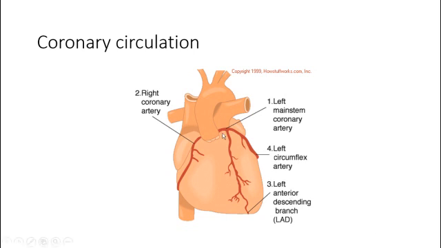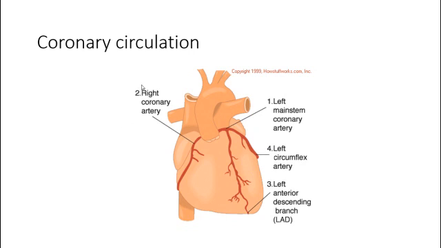So basically we have a right and a left coronary artery. Probably doesn't surprise you to know that since the left ventricle in particular is so much larger, we're going to see some divisions of that left coronary artery. So let's look at the right coronary artery first.